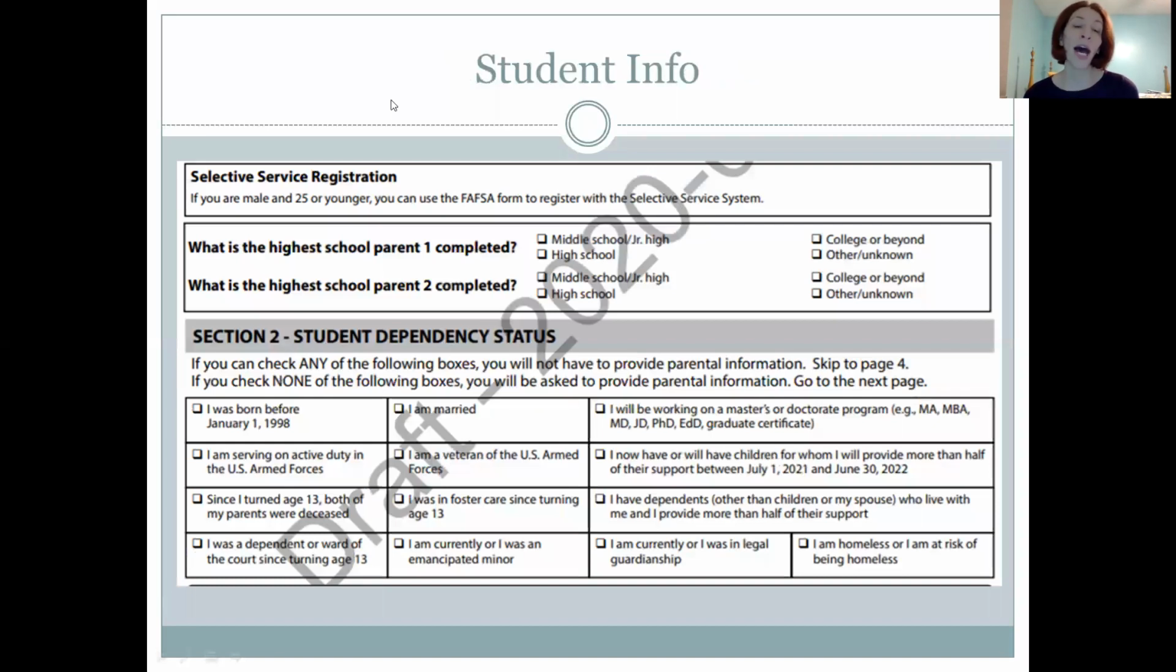It's then going to go on and ask some additional information for the student. It's going to ask about the selective service registration. Something to note is that if the student is male and at least 18 years old, they do have to register for selective service in order to be eligible for any federal aid. If they do not register, they unfortunately are not eligible for any federal aid.